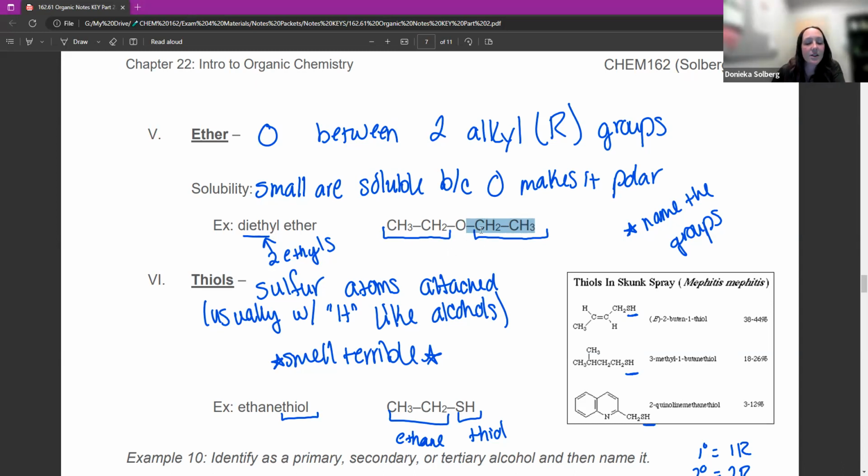So that's all you name it. I'm not going to have you name a bunch of these. Okay. And then under this umbrella of alcohols and ethers, I have thiols, and that's because they act very similarly, but instead of an oxygen, we're using a sulfur.